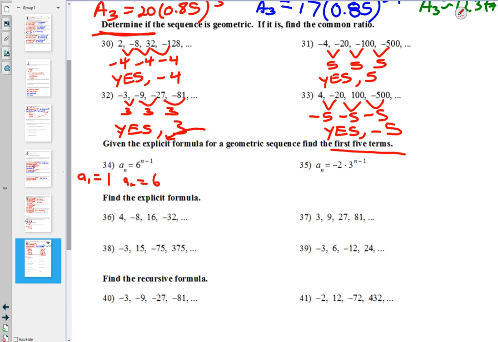So you started with a 1. 1 times 6 is 6. Then the third number, 6 times 6, is 36. The fourth number, 36 times 6, is 216. And then the fifth number, 216 times 6 is, don't tell me. 1296? Take that, math.